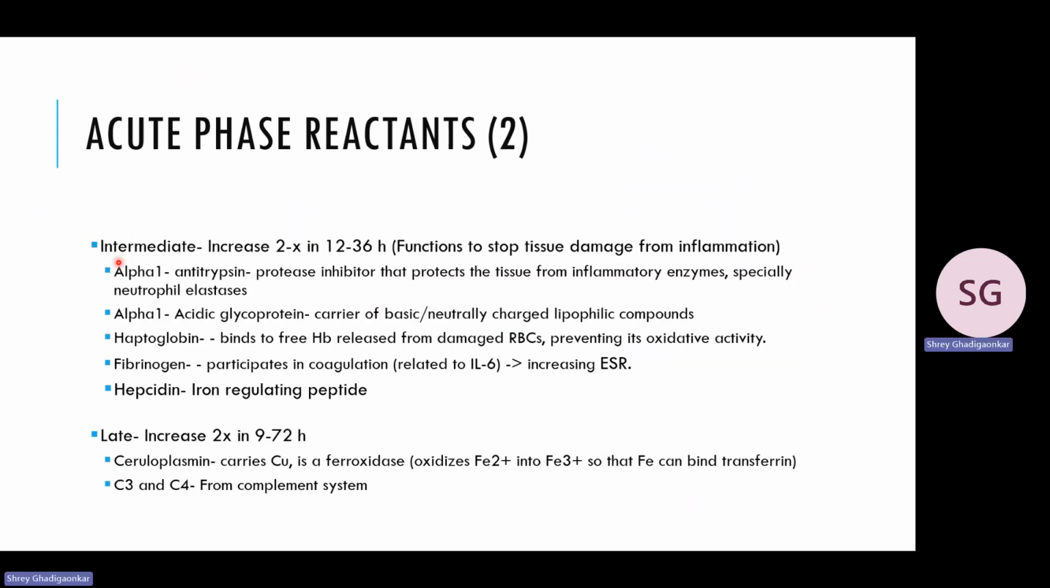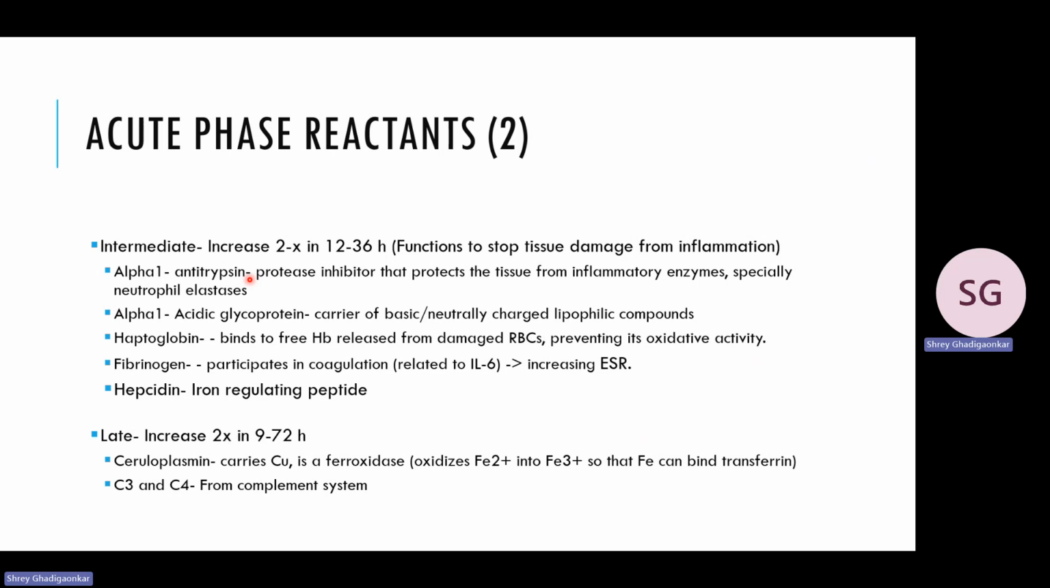Then you have the intermediate ones. So these increase 2 times in 12 to 36 hours and mainly function to stop tissue damage from inflammation. So you have alpha 1 antitrypsin, which is a protease inhibitor, and it inhibits different kinds of inflammatory enzymes, the most notable one being neutrophil elastases.